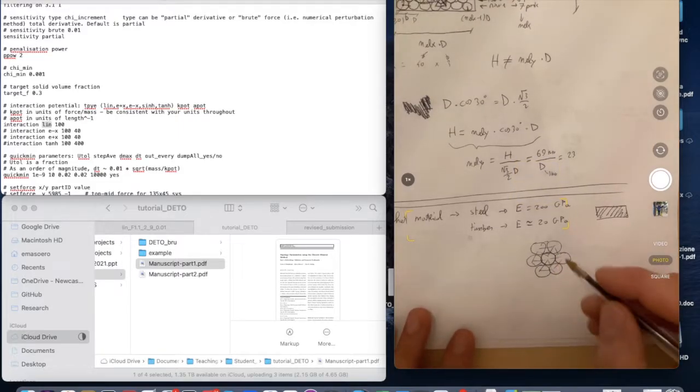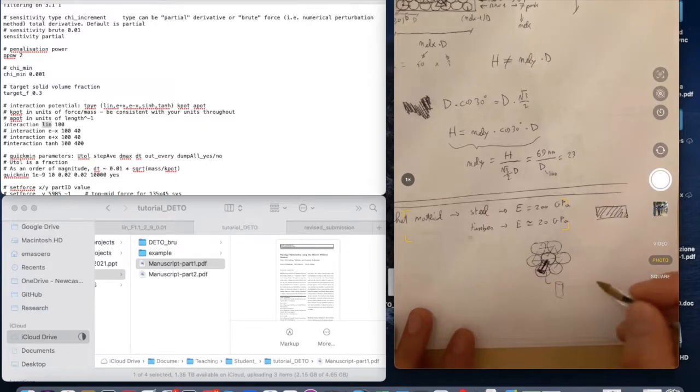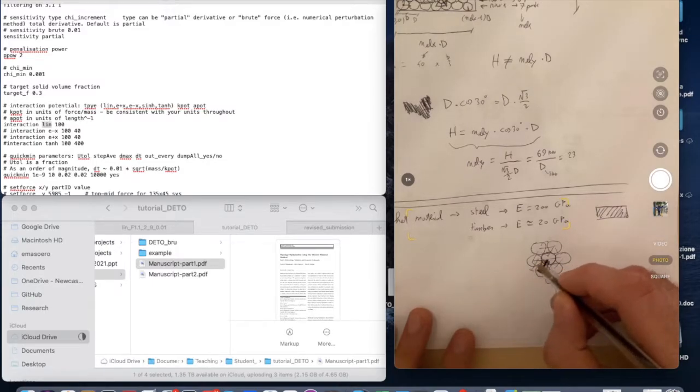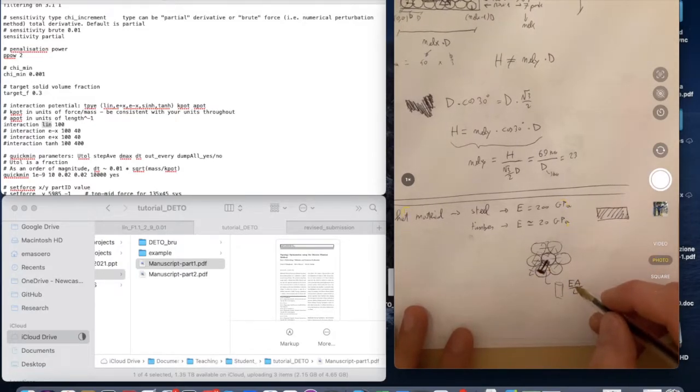Now you can use the definition of axial stiffness as if there was a column, a rod, linking the two particles. The axial stiffness of a cylindrical rod would be EA over L, where L is the length of the rod, A is the cross-sectional area, and E is the Young's modulus of the material. Now we need to give values to A and L.